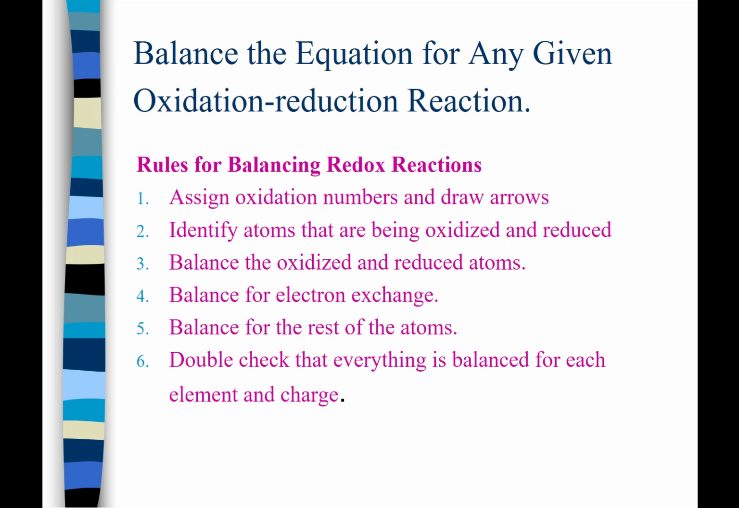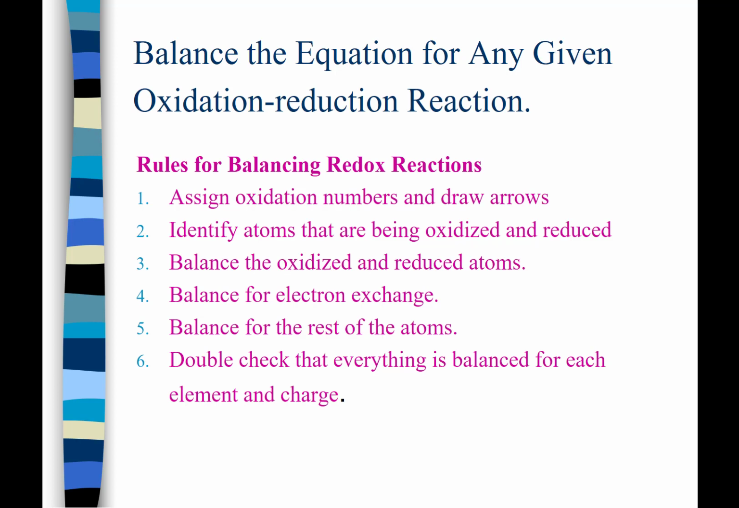Then you're going to balance those that you've connected. So you're going to be concentrating on the ones that are just oxidized and reduced. You want to make sure you have equal amounts on each side. And then you want to balance the electron exchange. So if you're losing 2 electrons, you want to be able to gain 2 electrons. You want to make sure those numbers are the same.